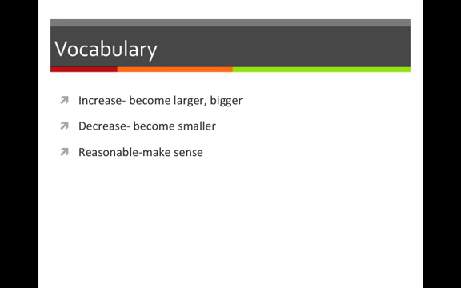The vocabulary for this lesson is as follows. Please copy these terms and their meanings down in box 1 of your homework sheet.